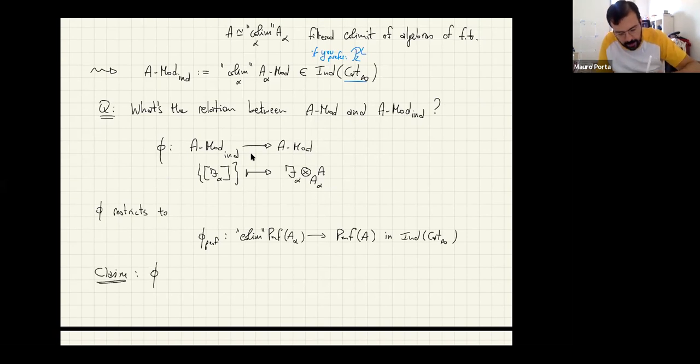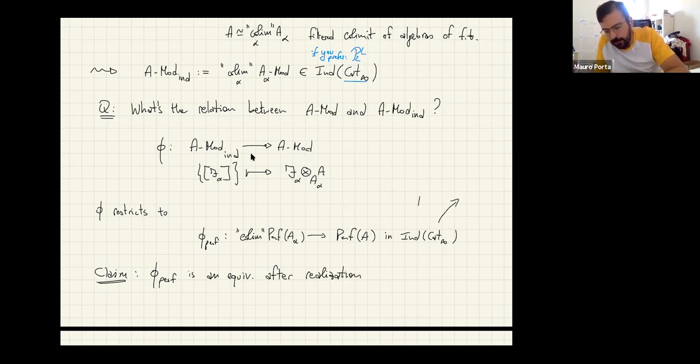And now the claim is that phi perf is an equivalence after realization. What I call realization is the functor that goes from Ind-cat to cat infinity. Just take the colimit. So in other words, I'm saying that we have an equivalence: colimit of perf A alpha is equivalent to perf of A.